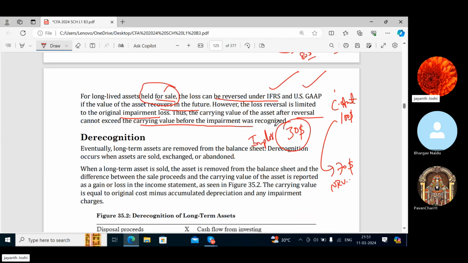Now, if the reversal happens in both US GAAP and IFRS, you can recognize it, but only to the extent of $30, that is the impairment loss, but not beyond this. That means if you think the asset is going to $120, you cannot show or account for that. Only this much you can reverse. That's it.